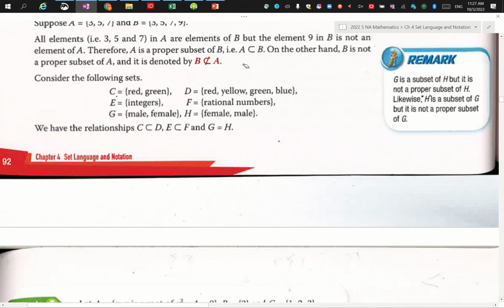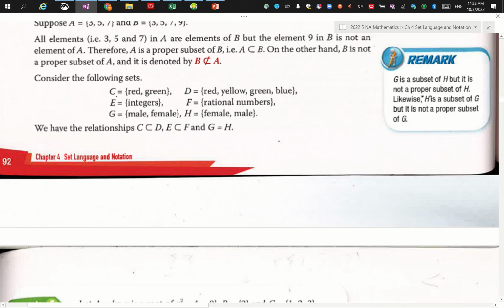Next, let's look at E. Set E contains integers. Set F contains rational numbers. So rational numbers, we've got our integers, we've got our fractions, decimals, so on and so forth. So everything found inside E is found inside F. So E is a subset. However, not everything in F is found inside E. So we term this as proper subset as well. And then we come to the last case.